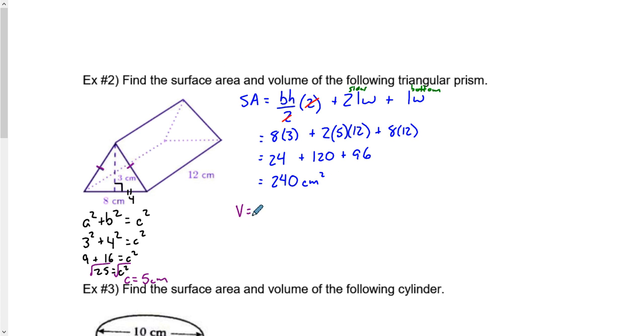To find the volume, again, it's the area of the base multiplied by the height. The base is a triangle, and we have to then multiply by the height. So the base of the triangle is 8, the height of the triangle is 3, divided by 2. The height of the prism is 12. So 8 times 3 divided by 2 times 12 should work out as 144. Our units would be centimeters cubed. Let me make that actually look like a cubed.